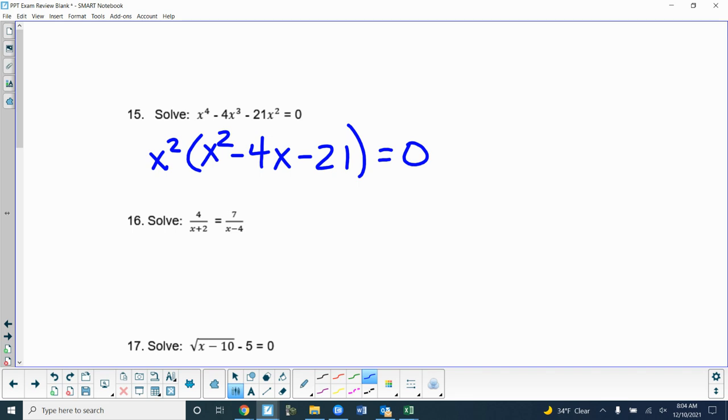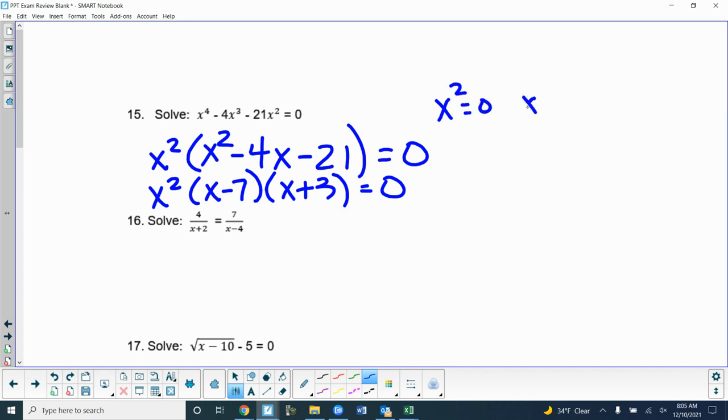Well, that's one of those easy trinomials again. What are the factors of negative 21 that add up to negative 4? Right, negative 7 and positive 3, right? A lot of you got to this point yesterday, but again, didn't finish. We got 3 answers this time. You got to set x squared equal to 0, x minus 7 equal to 0, and x plus 3. All 3 factors. So however many factors you get, you should set them equal to 0 to find all your answers.